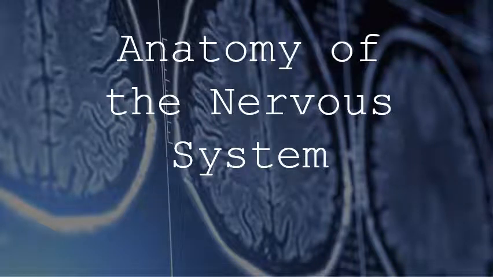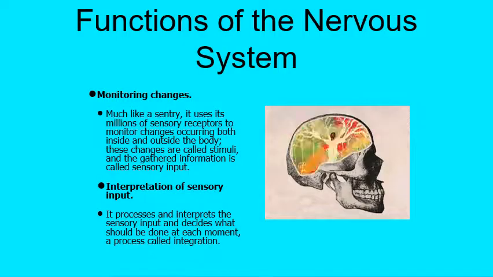In this lecture video, I'll be talking about the parts and functions of the nervous system. So in general or as a whole, one of the functions of the nervous system is to monitor changes. So much like a sentry, it uses its millions of sensory receptors to monitor changes occurring both inside and outside one's body. So when we say outside our body, it refers to our environment that is perceived by the senses. You have vision, auditory information, touch, olfactory information, and so on.